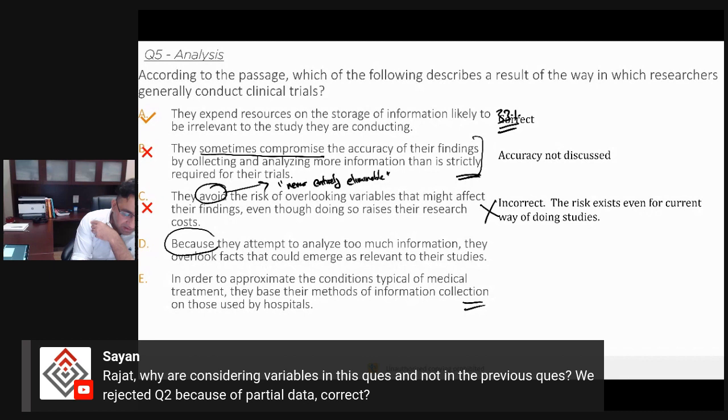Choice D is worded in a cause and effect form. Because they attempt to analyze too much information, it combines information from paragraph 1 into paragraph 2. They overlook facts that could emerge as relevant to the studies. Paragraph 2 really talks about the fact that they're enrolling an ideal set of patients. They're not overlooking facts. They're just not considering. Remember, what's the difference between overlooking and not considering?